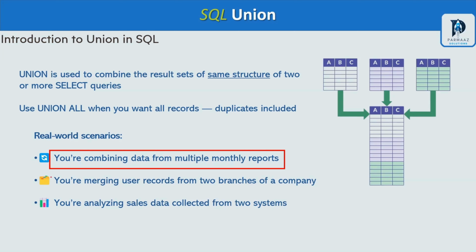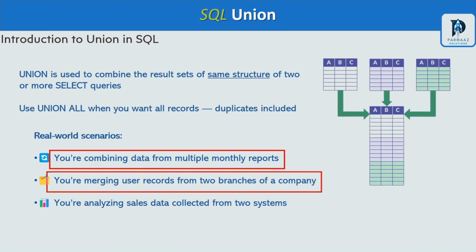The second scenario could be when you are merging user records from two branches of the company. We have two branches in the company where we have different users. They are using the same table, but they are maintaining their own data. For example, a manager who is managing both the branches needs to combine the data from all the users from different branches and use it for reporting purposes. This could be scenario number 2.